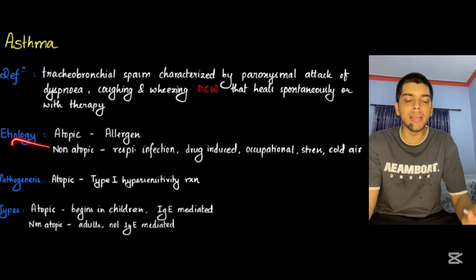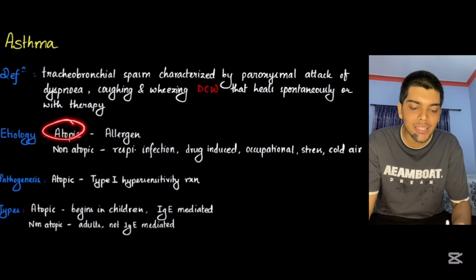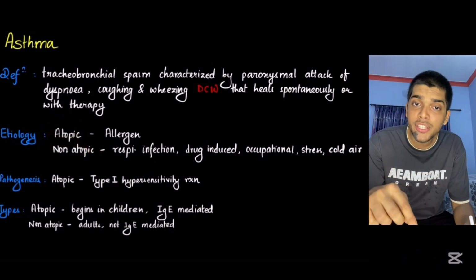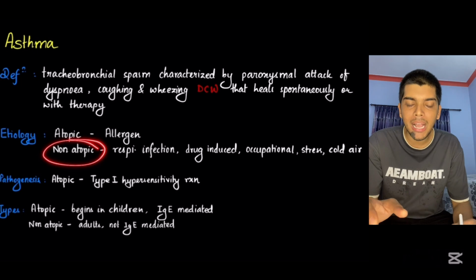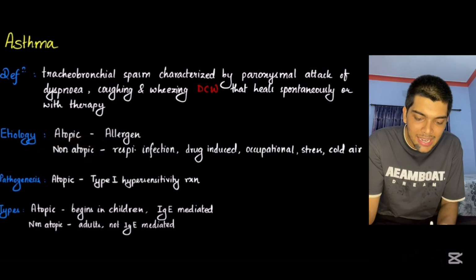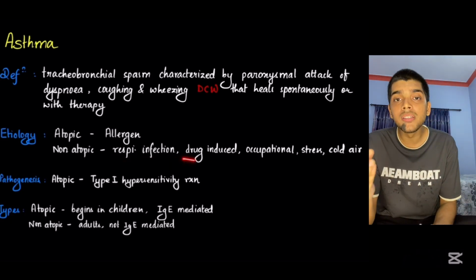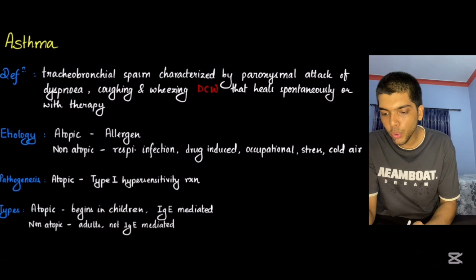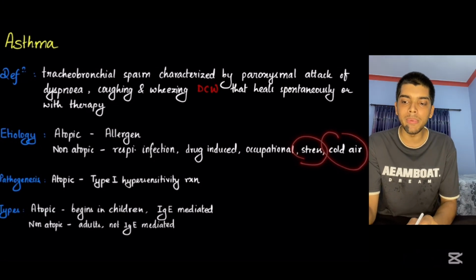Etiology. This is based on the type of asthma. You have atopic asthma and non-atopic asthma. Atopic asthma is due to allergen. Non-atopic asthma is not due to allergen. It is due to something else like respiratory infection or certain drugs or occupation or due to stress or cold air or maybe exercise.